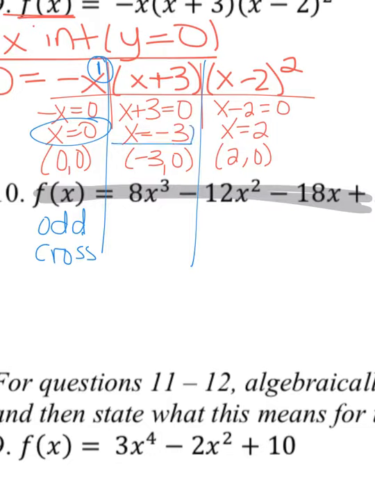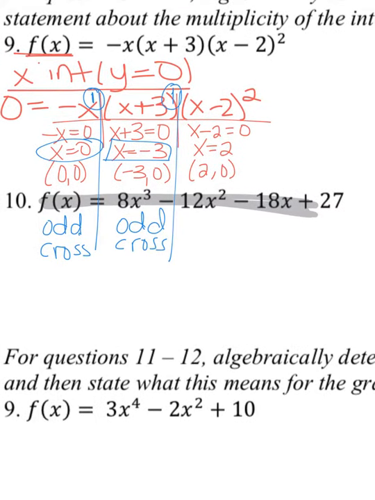X equals negative 3 came from the factor x plus 3 to the first. 1 is odd, which means that because the multiplicity is odd, f of x will cross the x-axis at x equals negative 3. And then on the end here, for x equals 2, the multiplicity is even because that exponent is a 2. So even, which means it is tangent to the graph. So this is what your statement should be on your paper.